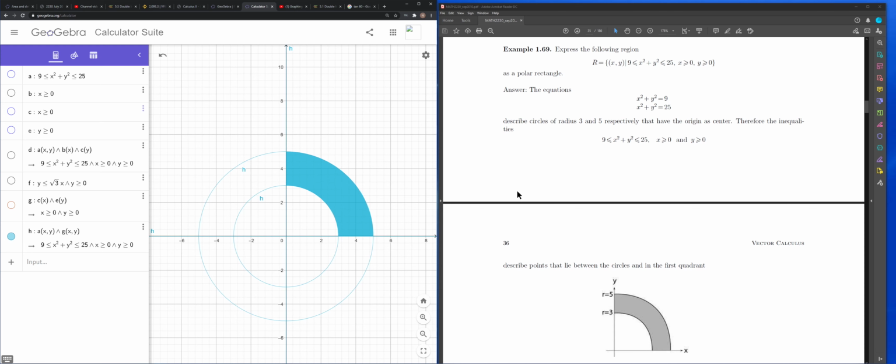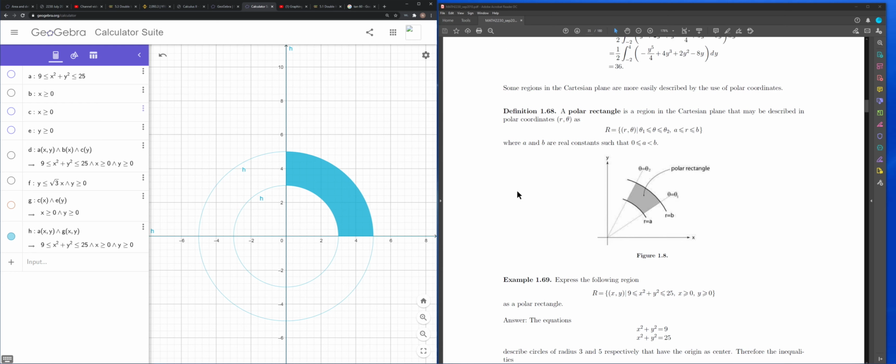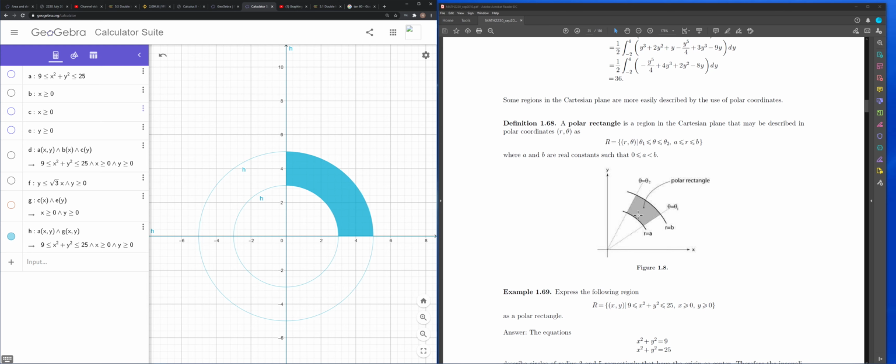Now what we want to do is express this as a polar rectangle, which means I need to express it like this. The part with r between a and b is the annulus part. So this would be your inside radius over here, and this is your outside radius over here. In this case, your inside radius is 3 and the outside radius is 5. Okay, so a is going to be equal to 3, and b is going to be equal to 5. And now what we'd also want is the angles.